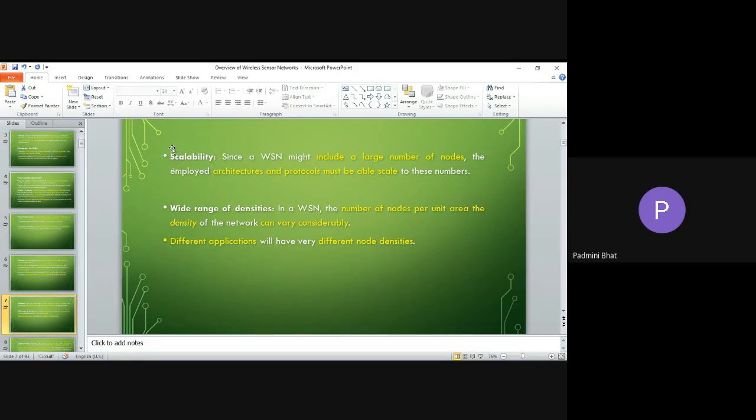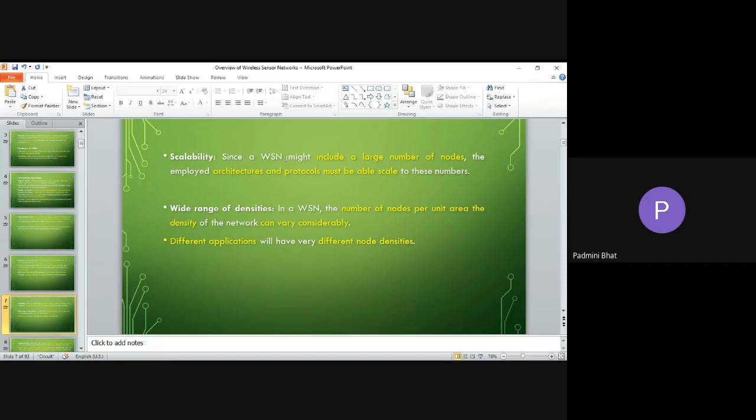Next, it should have good scalability. What does it mean? When we talk about a network, it may include a large number of nodes. The employed architectures and protocols must be able to scale to these numbers. Okay, in case of reduced energy, when are you scaling it down? When a certain fault occurs or any situation occurs where you have to work with reduced energy, in that case you need to scale it down.